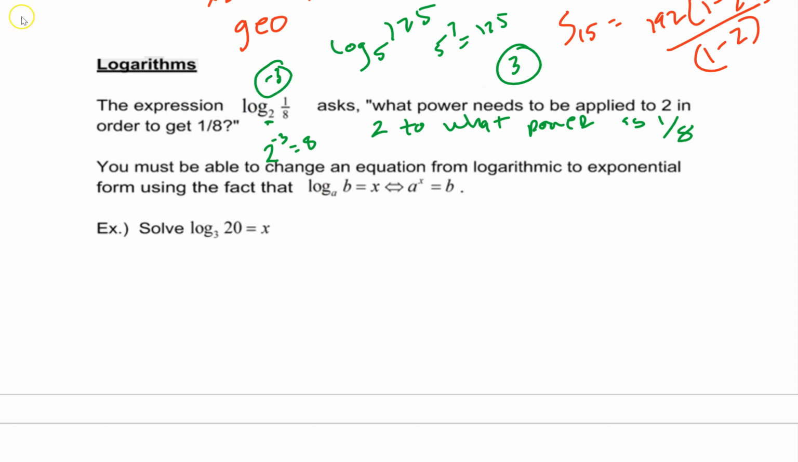Let's go to a tough one that people have a hard time with. Log, let's do base 25 of 5. Right, you're like, wait, 25 to what power equals 5? How do I go from 25 to 5? Well, you square root it.